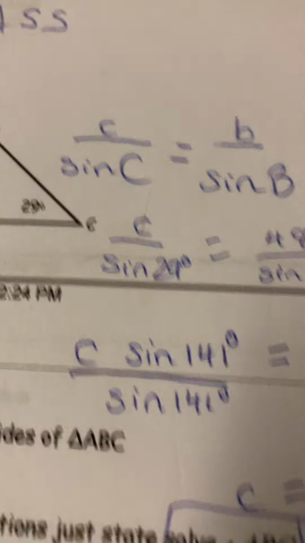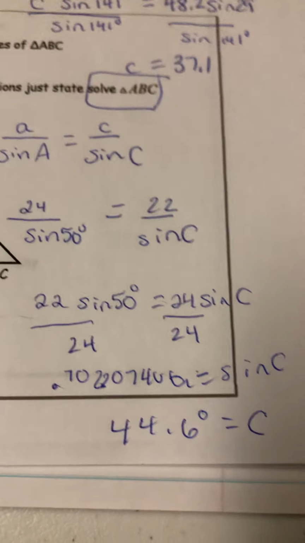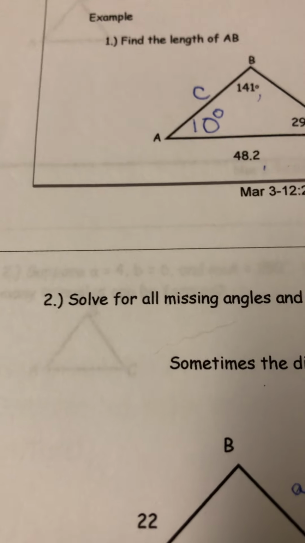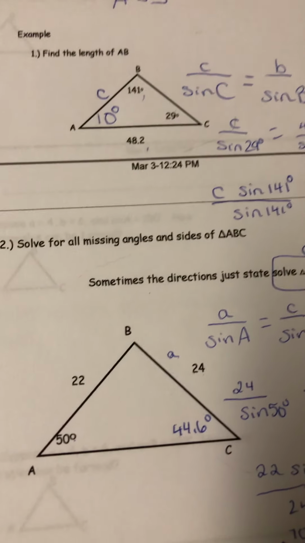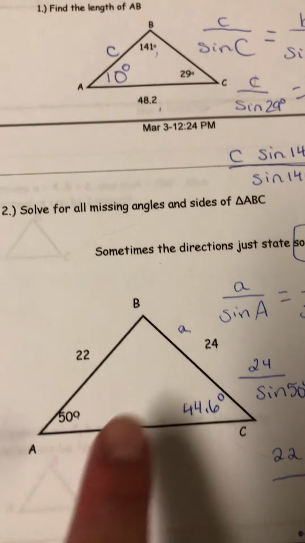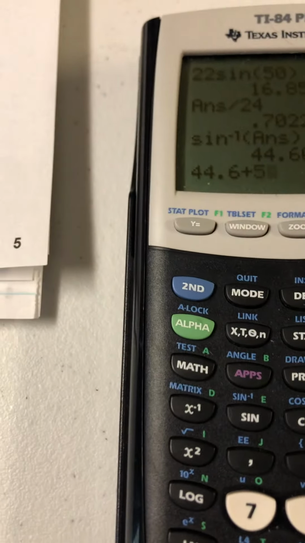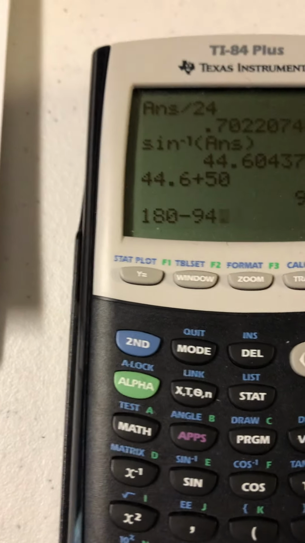So 44.6 degrees is the measurement of angle C. So I'll go back here, 44.6 degrees. And now it's really up to what you would like to do next. Me personally, I'm going to use my geometry skills and I'm going to find the missing angle B by adding 44.6 plus 50 degrees, and I get 94.6. Subtract that from 180, so voila.